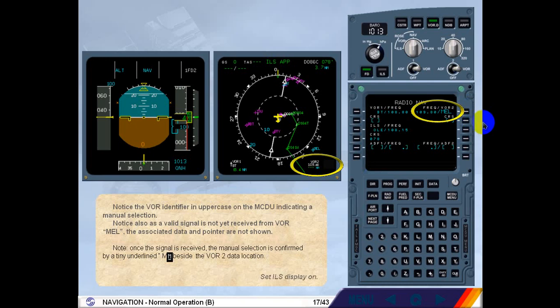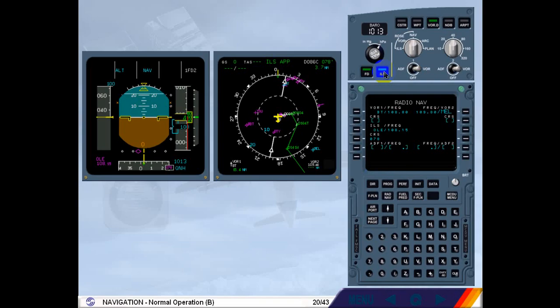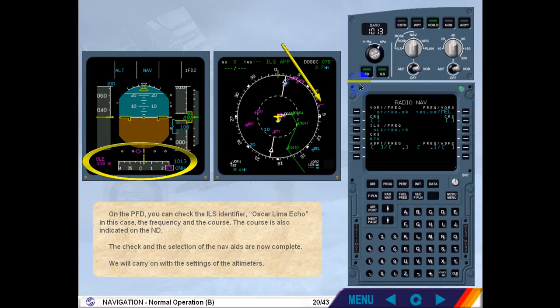Set ILS display on. Now, select ILS push-button switch. On the PFD, you can check the ILS identifier, Oscar Lima Echo, in this case, the frequency and the course. The course is also indicated on the ND. The check and the selection of the nav aids are now complete. We will carry on with the settings of the altimeters.